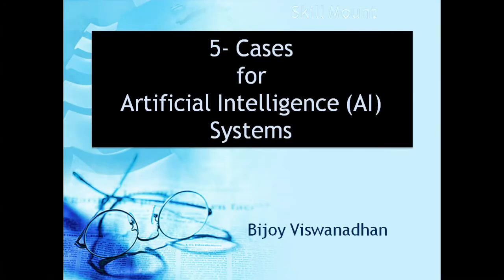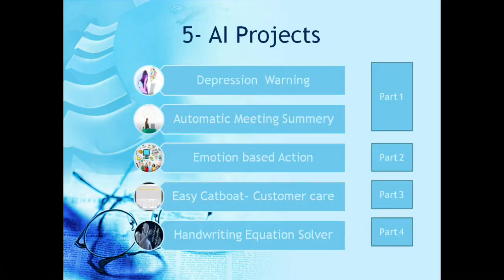Welcome to all for the third session of 5 artificial intelligence projects. In the previous sessions, we have covered topics like depression warning and automated meeting summary systems as a first part and emotion based action system as a second part. This is the third session. We'll be covering topics like an easy chatbot, which consists of various chatbot options to build an artificial intelligence based chatbot.